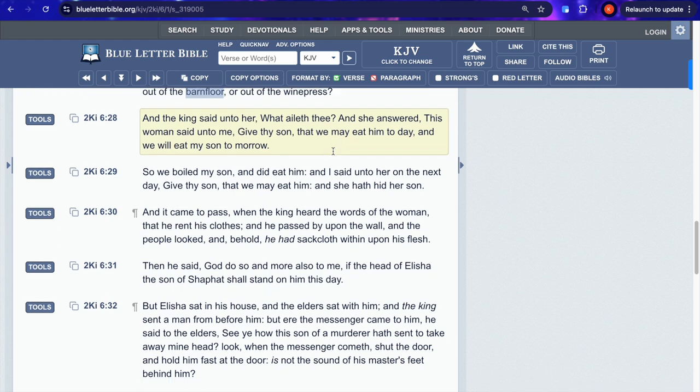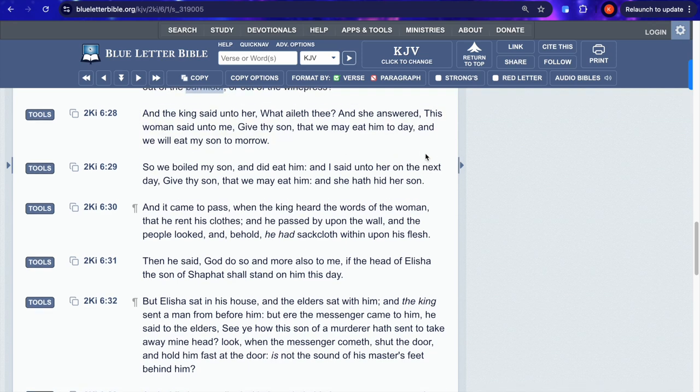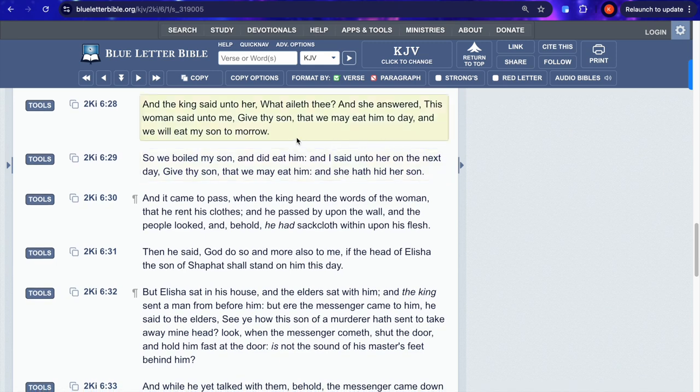And the king said unto her, What aileth thee? And she answered, This woman said unto me, Give thy son, that we may eat him today, and we will eat my son tomorrow. It's crazy, right? But it goes to show you just how sore this famine was, to where this is what they had resorted to. So we boiled my son, and did eat him.